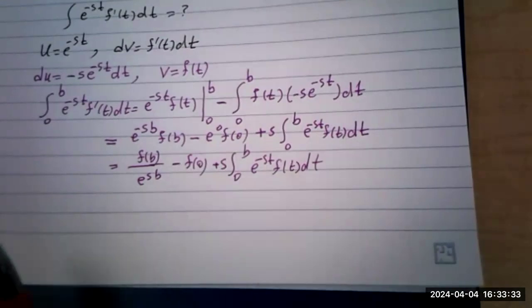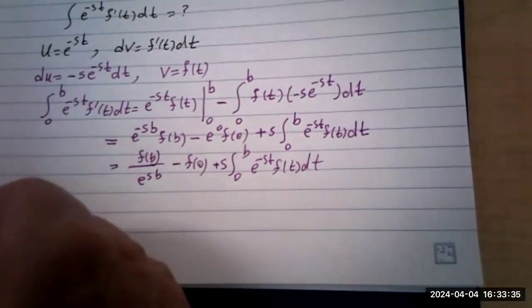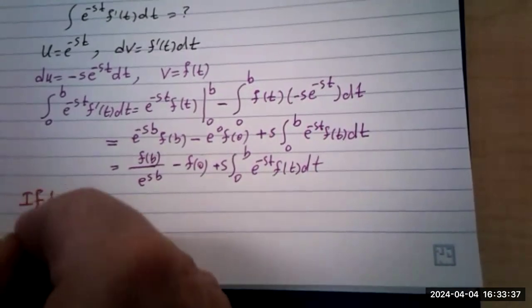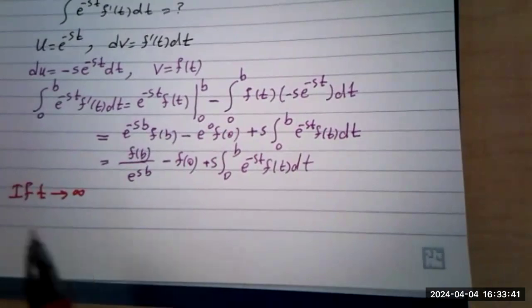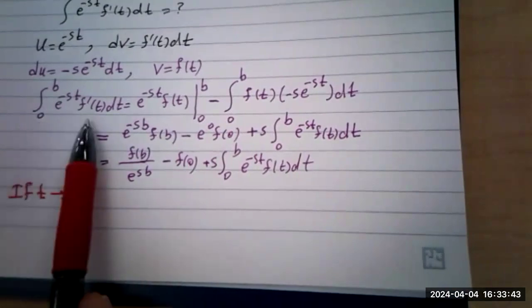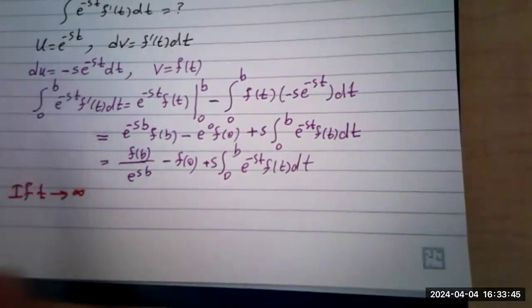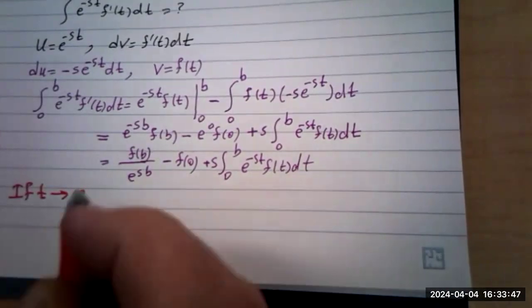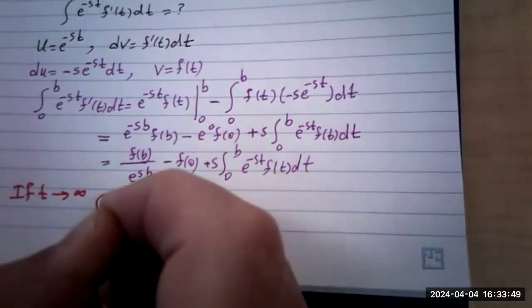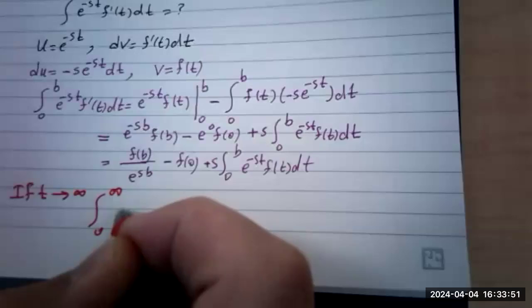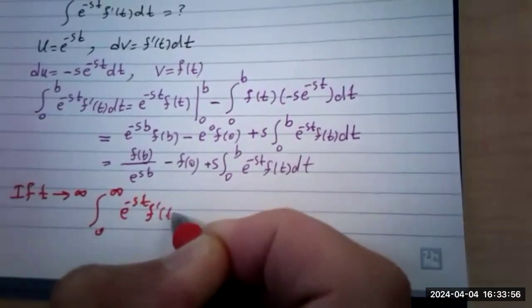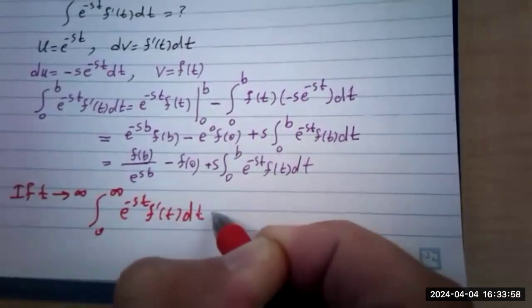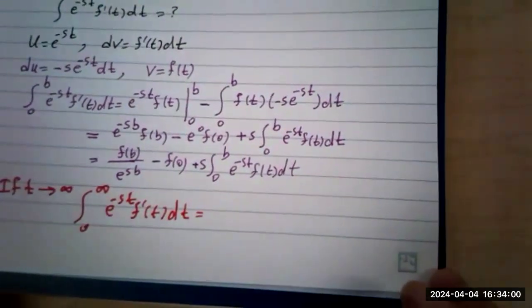Now take the limit when b goes to infinity. If b goes to infinity, what will happen? This part over here, 0 to b, would be 0 to infinity. So that gives you the integral from 0 to infinity of e to the negative st f(t) dt. That's what will happen to the right side.